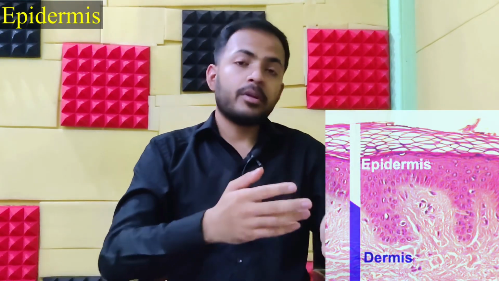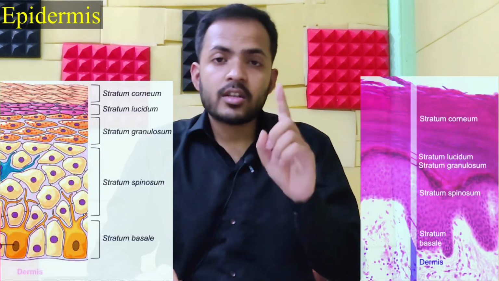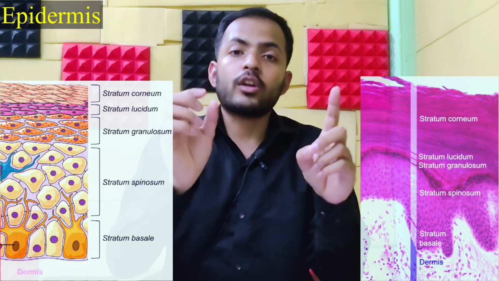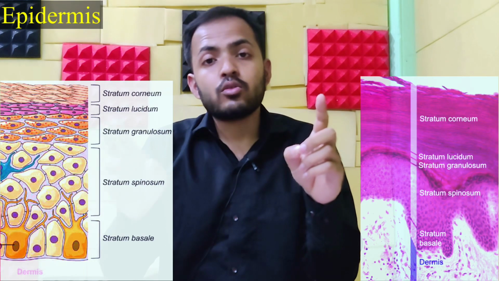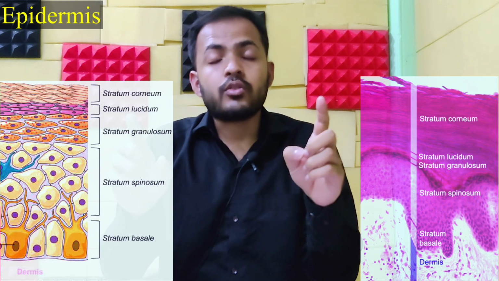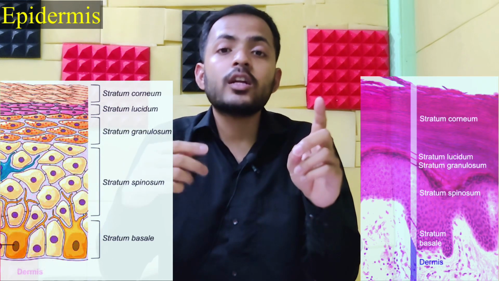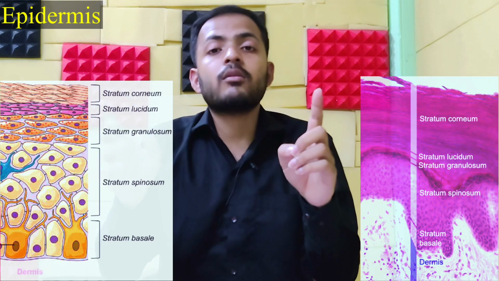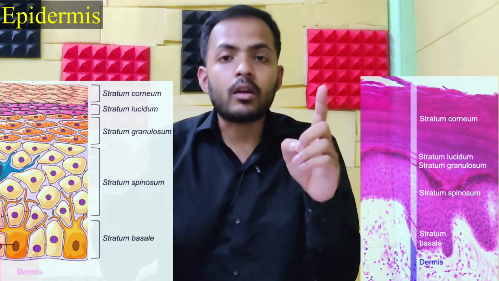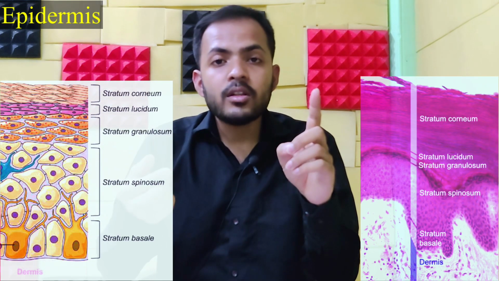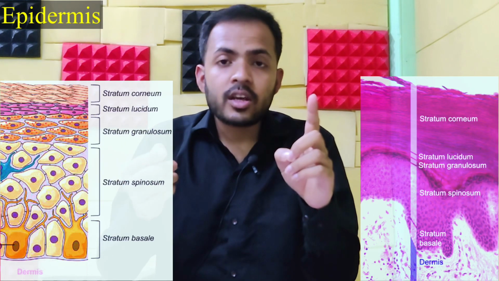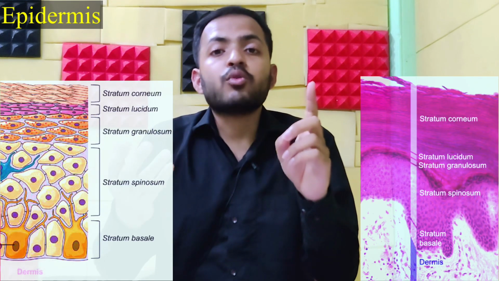Okay, now this epidermis has 4 to 5 layers in our body. First layer is known as stratum corneum. It consists of 10 to 30 layers of polyhedral enucleated corneocytes. Polyhedral means it has multiple walls. Enucleated means it has no nucleus. Corneocytes actually consist of keratin proteins.